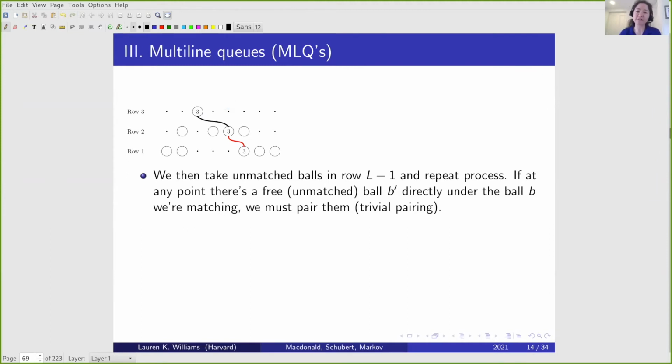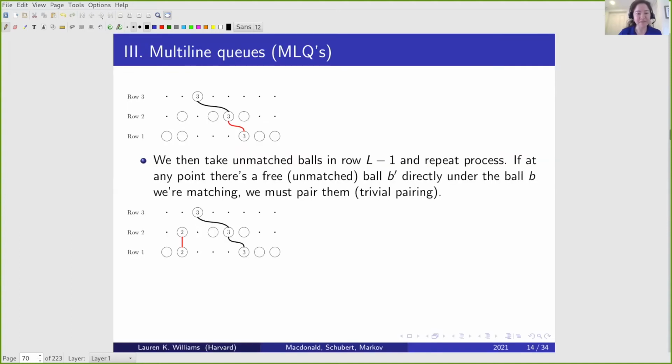You take your unmatched balls in row L-1 and repeat the process. I read my unmatched balls in row L-1 from right to left. If at any point there's a free unmatched ball B prime directly under the ball B that we're matching, I have to pair them. That's called a trivial pairing. One way to think about it is that when this ball is trying to choose a service, since there's a service literally parked right in front of him, it's too rude to bypass that service. So out of courtesy, he will accept the service.